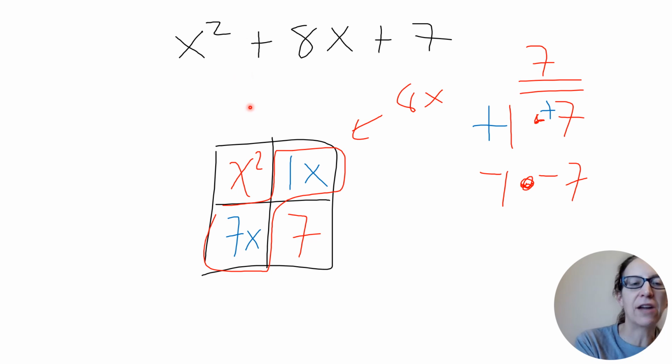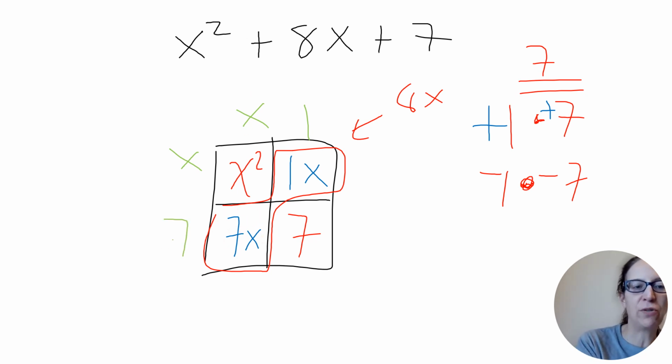This is the easiest kind of factor because the x squared only factors one way. The only way to get x squared is to do x times x. And then from here, we just reason it out with multiplication. X times what gives me 1x? Well, that would be a 1. And x times what would give me 7x?